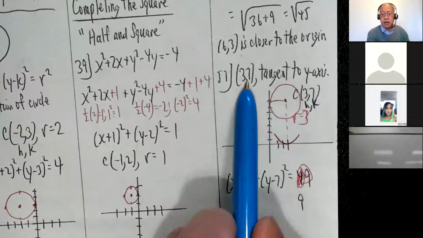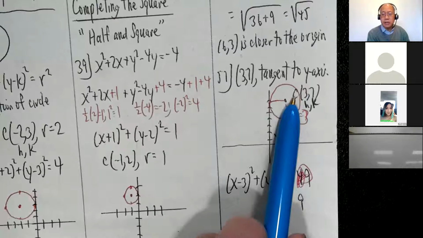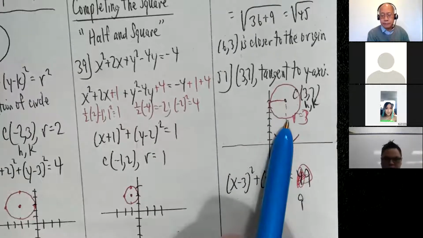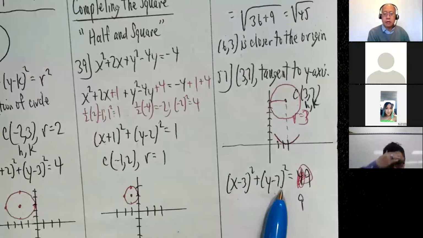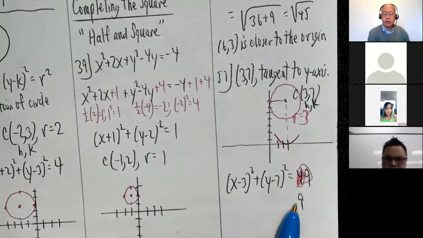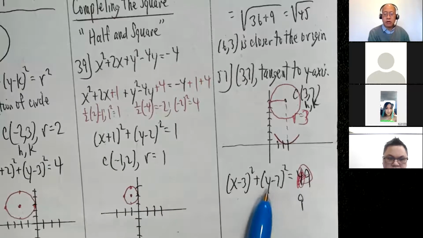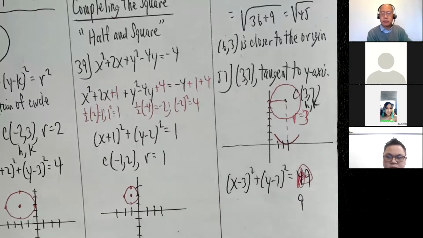So translation of this problem: center is 3, 7, the radius is 3. So there we go. (x minus 3) squared plus (y minus 7) squared equals 3 squared, which is 9. Right? (x minus h) squared plus (y minus k) squared equals the radius squared, which is 9.